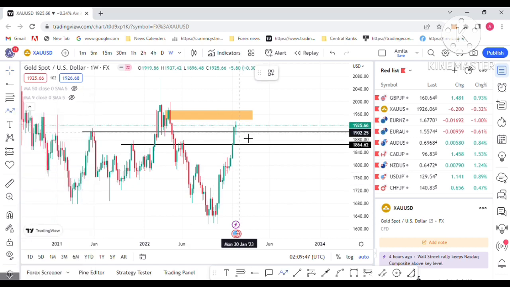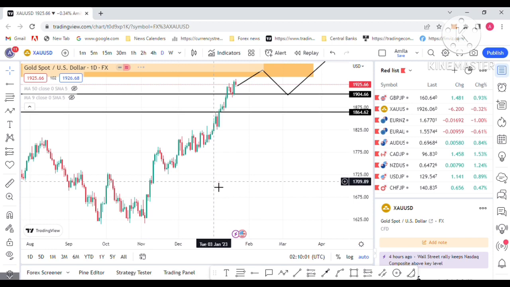Now I am forecasting this area price will retrace to this first line area. That's my forecast: gold would be a buy in this area next week. The first line is my first target.